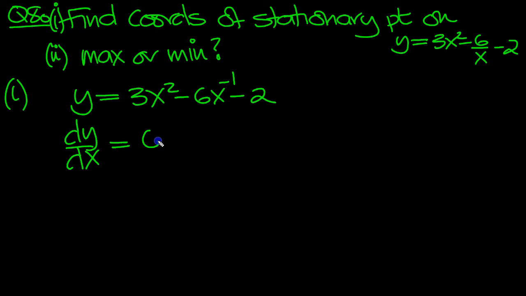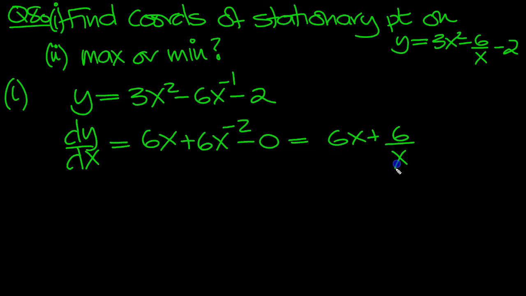2 comes down to be with the 3 to make 6, x to the 1 less than 2, which is 1. Minus times a minus is a plus when that comes down, 6 ones are 6. x to the 1 less than minus 1, which is minus 2, and the constant goes to 0. So this equals 6x plus 6 over x squared, and we let that equal 0. And then we should be able to get some solutions.